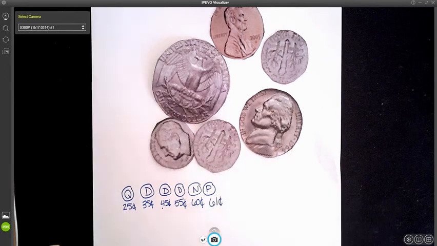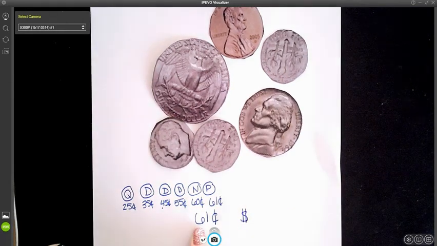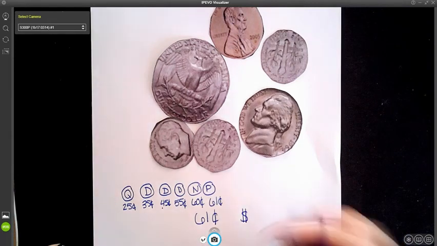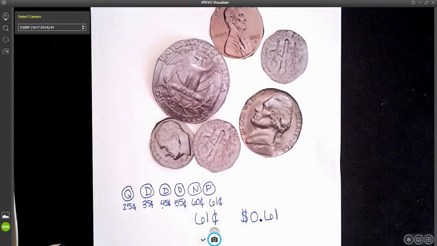Okay, now I have my total. I'm going to write it in 2 ways. The first one, I'm going to write the cents way. And the second one, I'm going to write in the dollars way. Now, do I have a dollar here? 61? I don't. So I'm going to put a 0 there. My decimal point, which means that it's smaller than a dollar. So I have 61 cents.